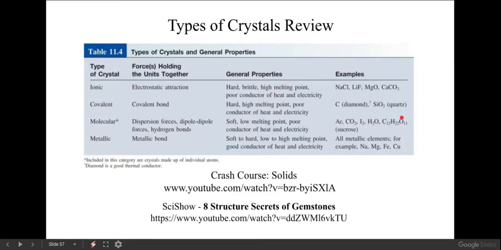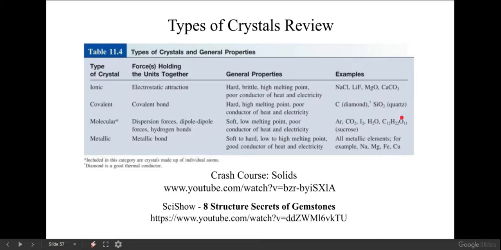Hello, hello. We are finishing up this unit on solids and liquids today. And on Thursday, there will be a quiz followed by review stuff on Friday. And the test should be then a week from today, next Monday.